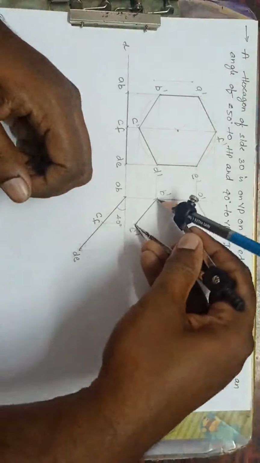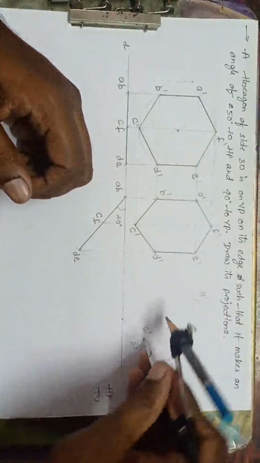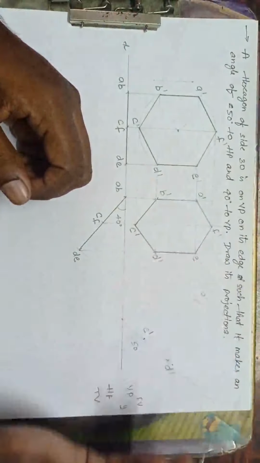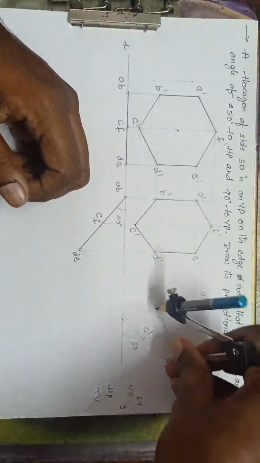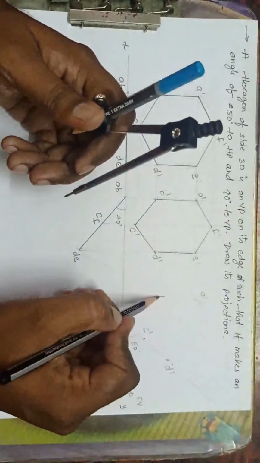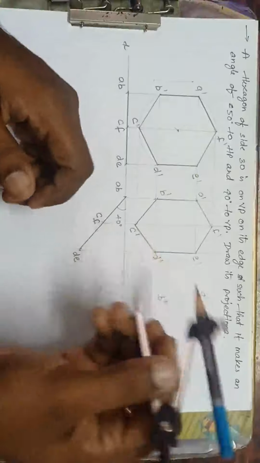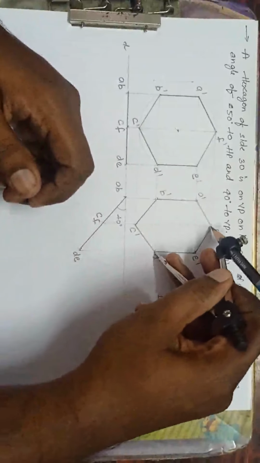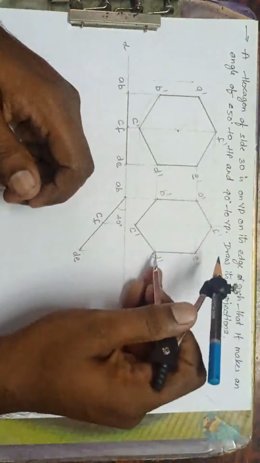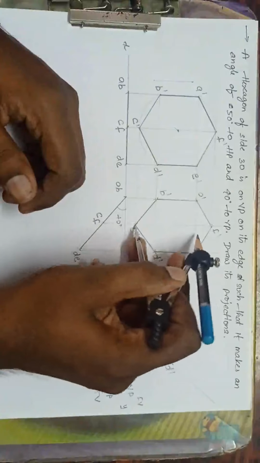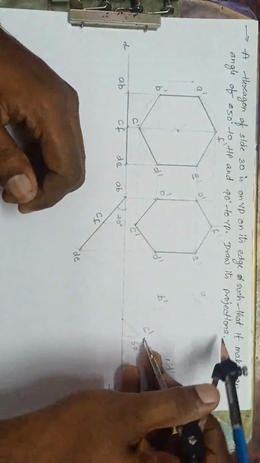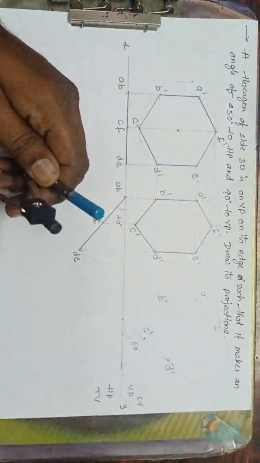Mark immediately. Take radius C dash to B dash. C dash as center, draw an arc. Next, take radius D dash to B dash. D dash as center, cut here. I'll get B dash. Over. Next, D dash to F dash. D dash as center, draw an arc. Next, C dash to F dash. C dash as center, cut here. I'll get F dash. Over.